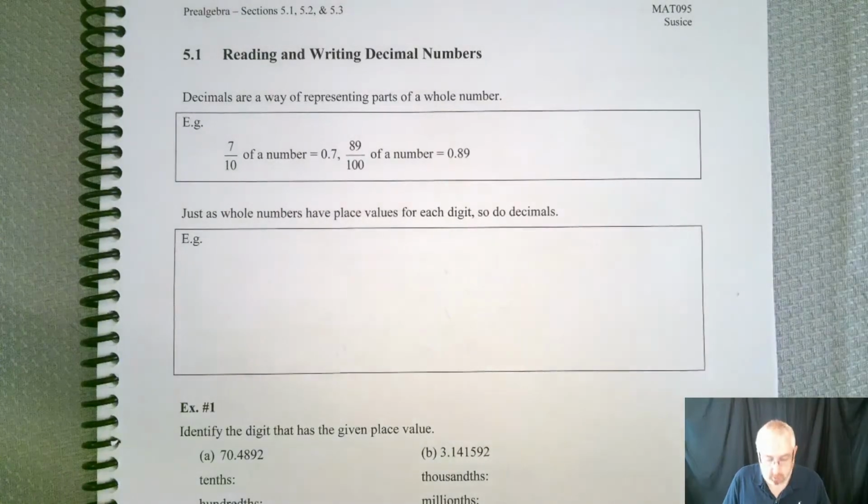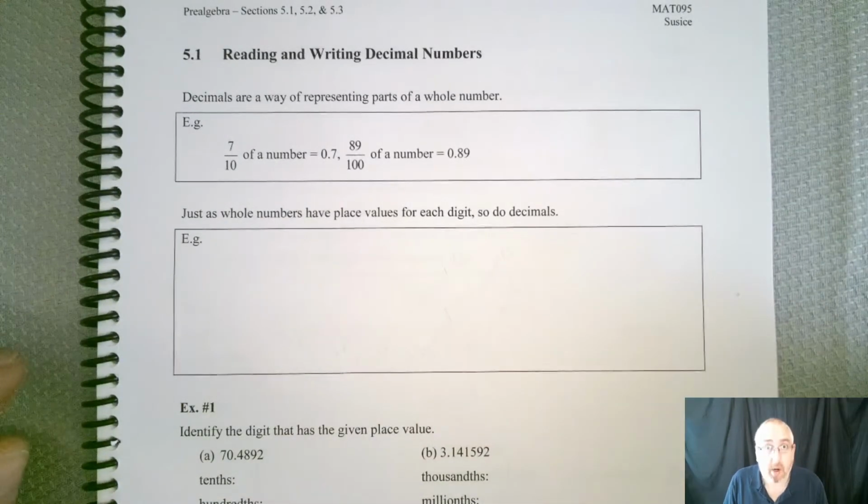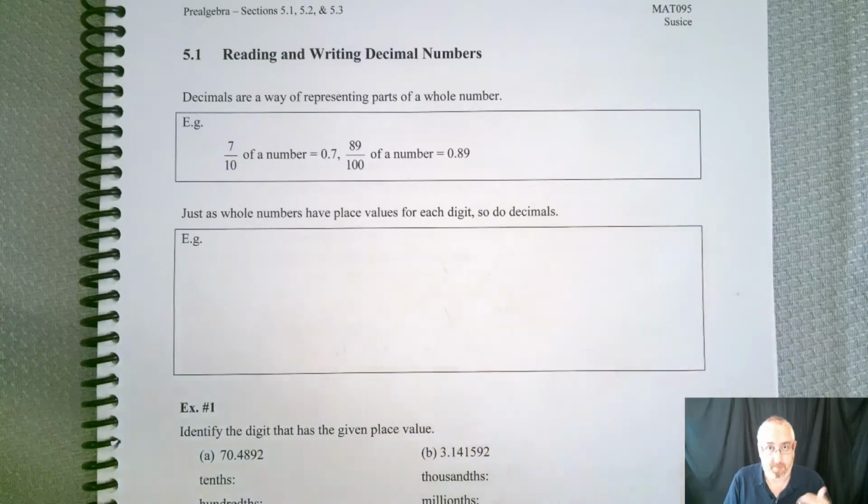All right, so welcome back. So we're going to be jumping into 5.1. We just finished chapter 1. I know we're skipping ahead a bit, but there's a reason for my madness. So let's take a look at decimals. Decimals are a pretty mild leap going from integers to decimals. So let's just see how that works.